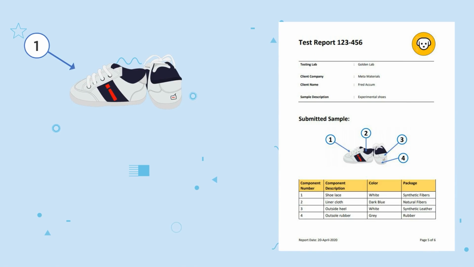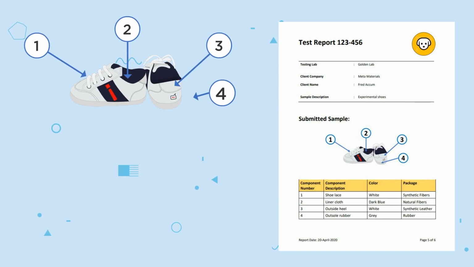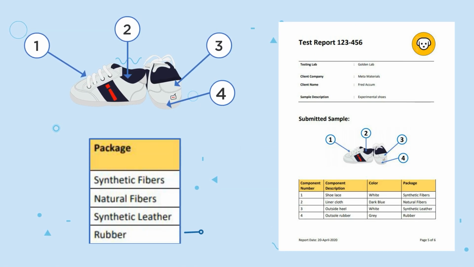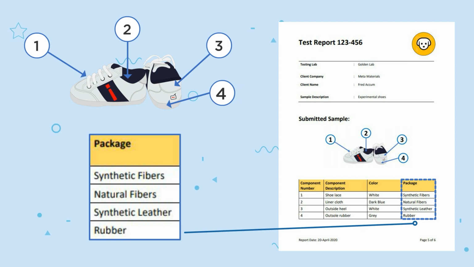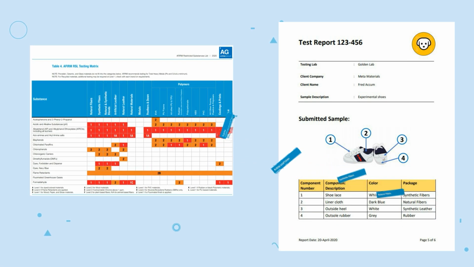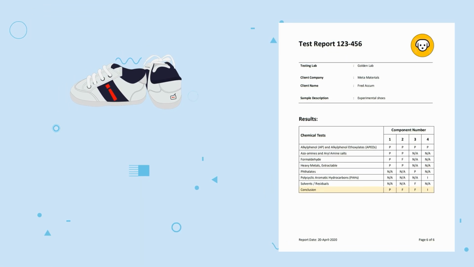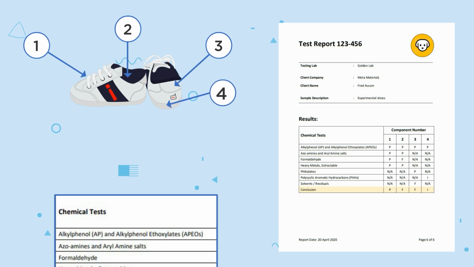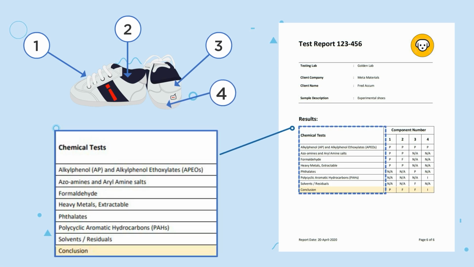But sometimes, a customer can send in a finished product and ask the lab to test the multiple parts. In this case, each material might have a different test package. A test package is a list of tests to be conducted on the material. For brands following the Affirm RSL, this should match the materials listed in the Affirm test matrix. This is what a test report for these shoes could look like. These are the 4 parts of the shoe. And these are the tests conducted on each part.